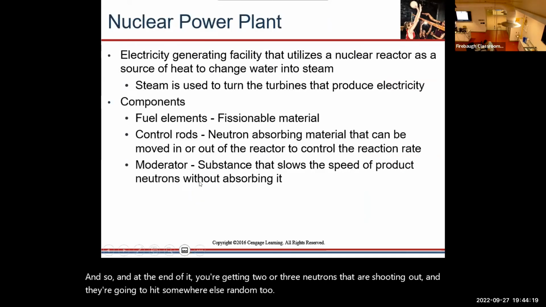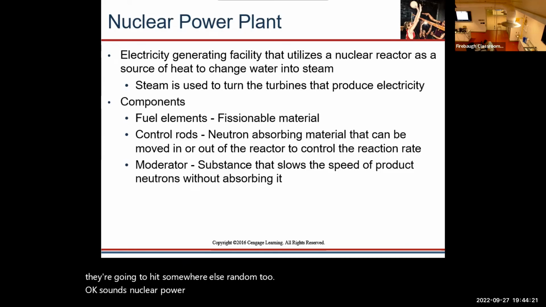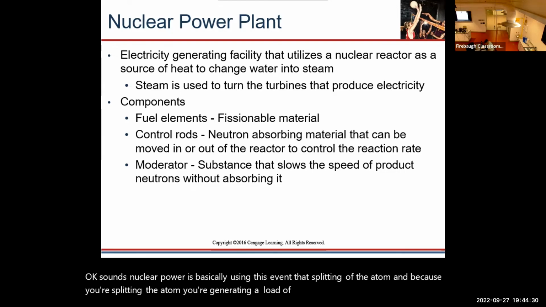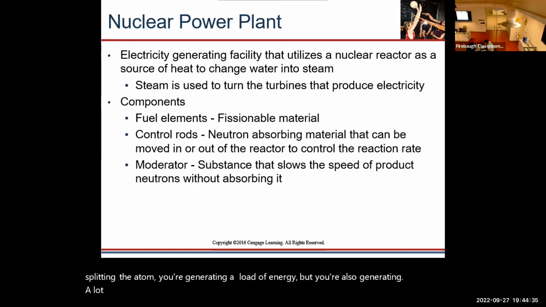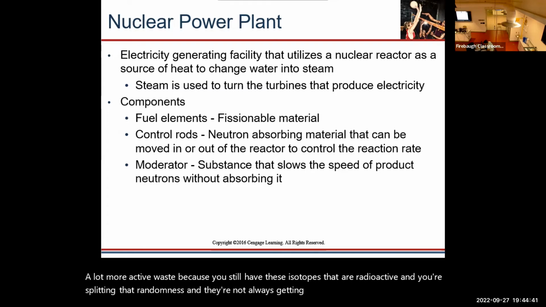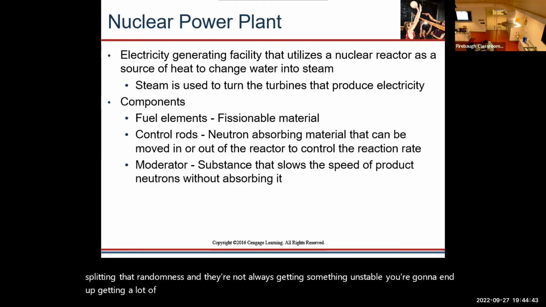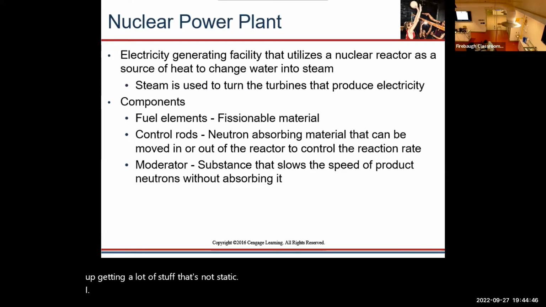Nuclear power is basically using that splitting of the atom. Because you're splitting the atom, you're generating a huge amount of energy. But you're also generating a lot more radioactive waste, because you still have these isotopes that are radioactive. You're splitting it randomly, so you're not always getting something stable. You're going to get a lot of stuff that's not stable, but you get a lot of energy. So it's a trade-off.